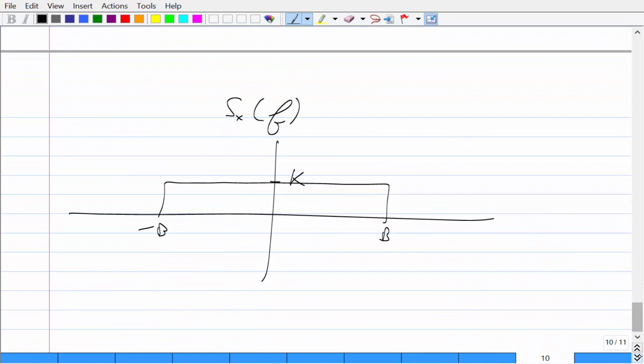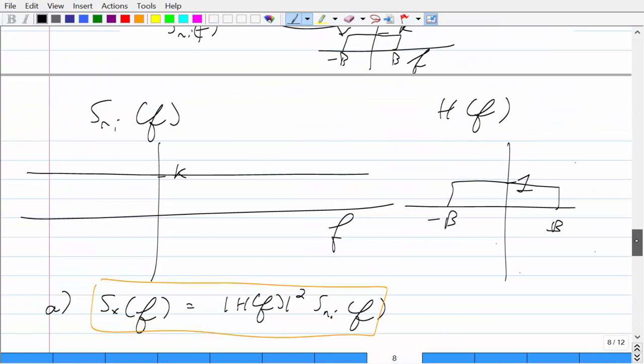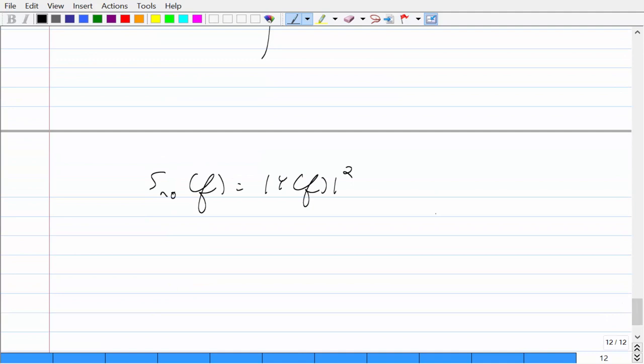All right, so let's go again. In this case, we need the output. So the output power spectral density, let's call this y of t. In this case, you're going to take the magnitude of the differentiator squared, and multiply this by whatever power spectral density came into the system.